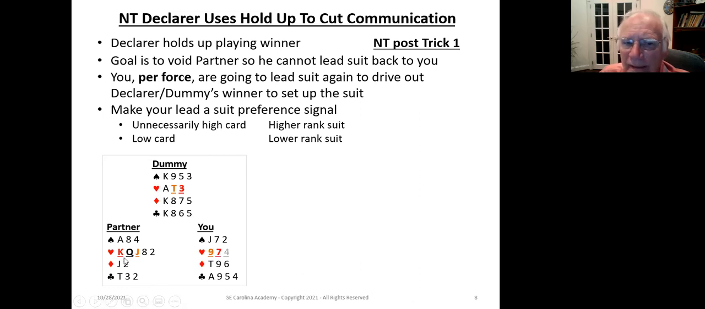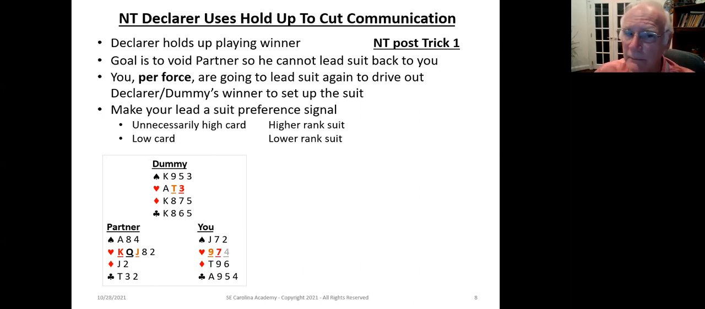Your partner leads the king of hearts, and you see the ace, 10, 3 in the dummy, and the declarer plays the 3. What does that tell you? It says that the declarer, because they didn't take the ace, is holding up playing the ace to disrupt communication between you and your partner. On that first card, you're going to play the 7. This is part of the Foster Echo. We'll talk about that later in another lesson, but you'll have the 9, 4 left.